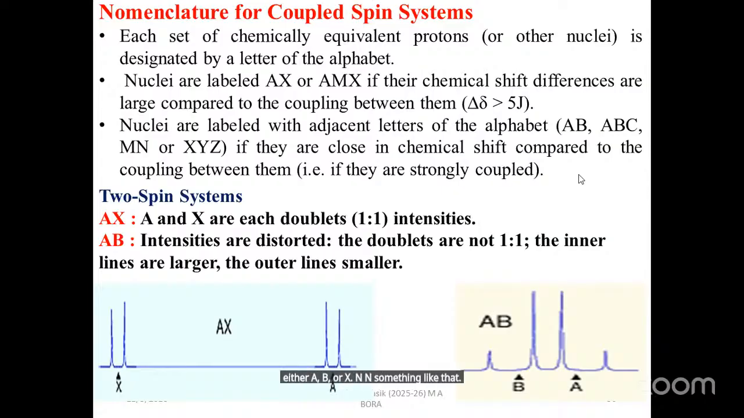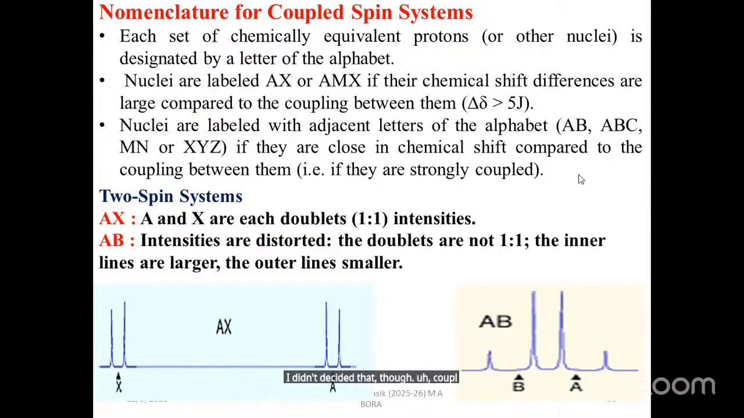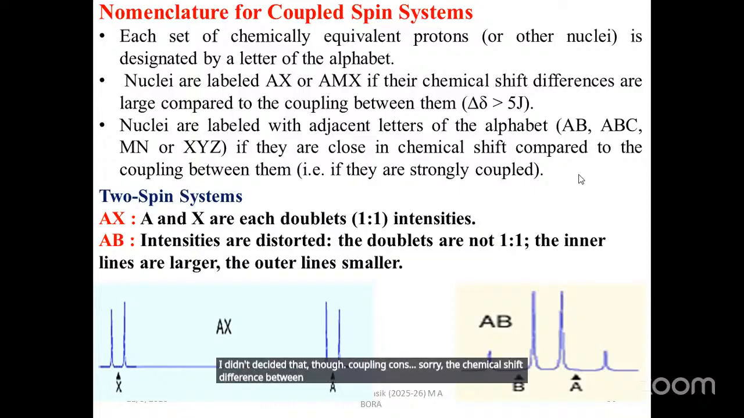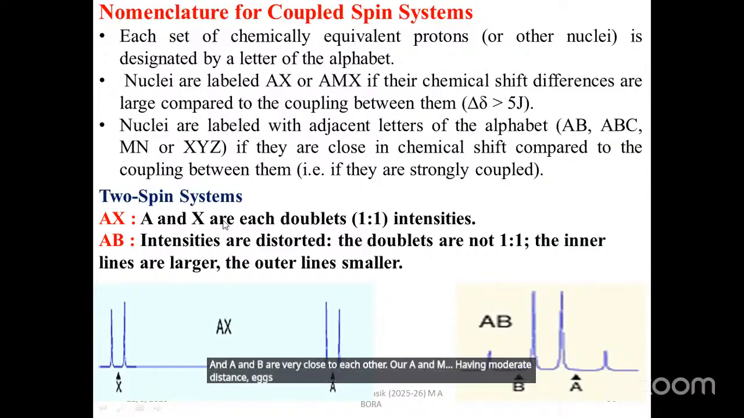Now, how do I decide whether to write A, whether to write M, whether to write X? It is decided by the chemical shift difference between the two protons. If the chemical shift difference between two protons which are coupled with each other is very high, then we designate it as AX. In alphabets, A and X is very far from each other, right? And A and B are very close to each other. Or A and M having moderate distance. AX is very far, AB is very close, M is moderately close.